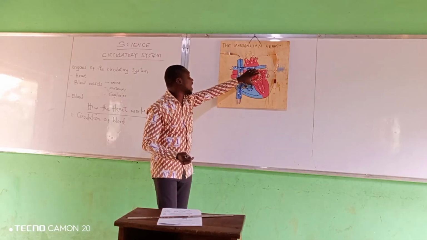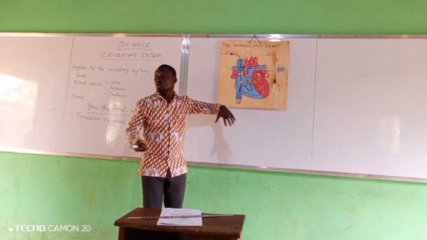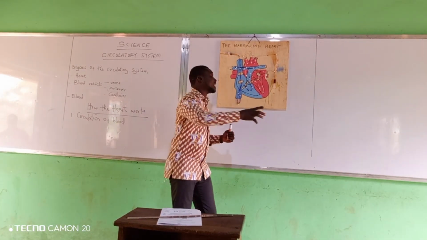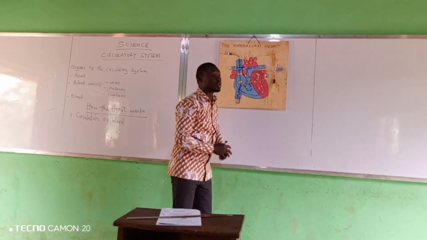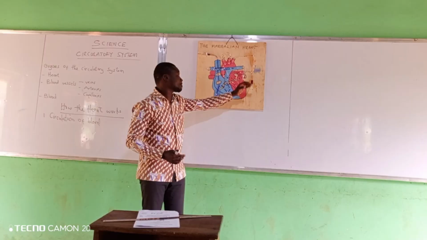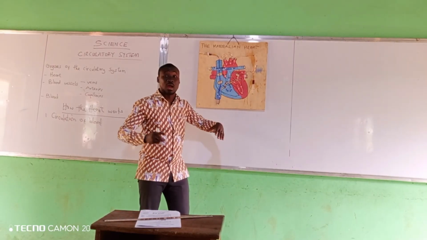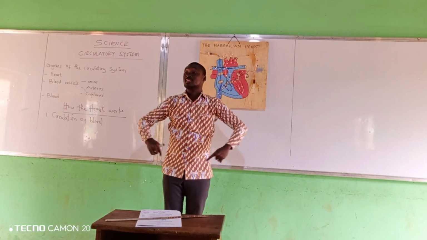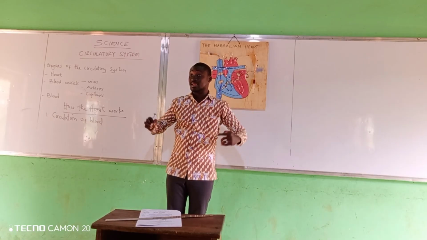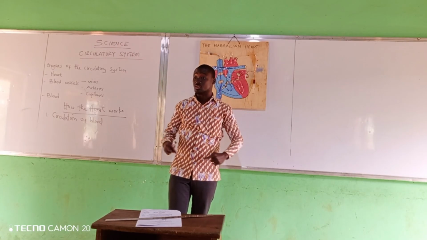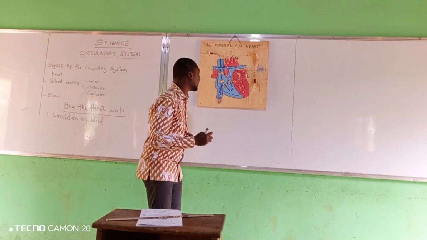So we have the circulatory system working together with the respiratory system. After the heart, we are going to look at the entire human body system. Now, when we say they are here, that's the entire circulatory system, for you to know how it is.